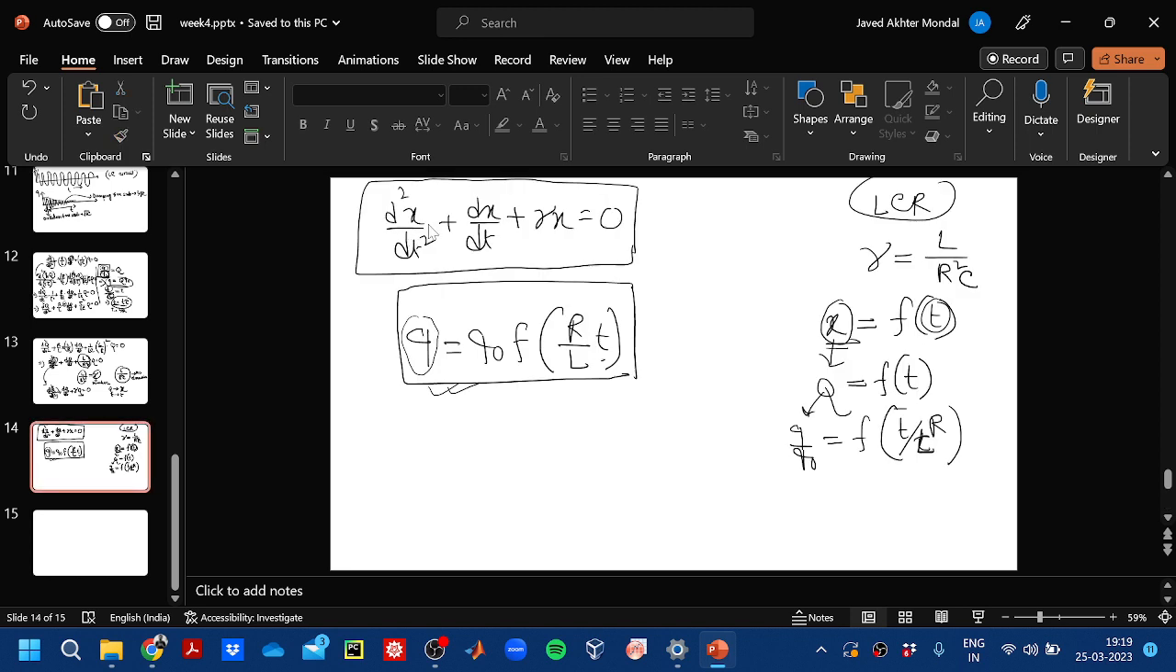So let us analyze this equation in Mathematica. This d2x dx plus gamma x.